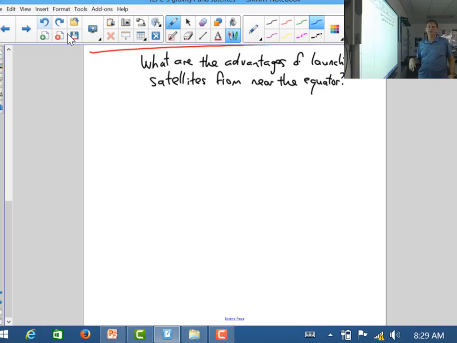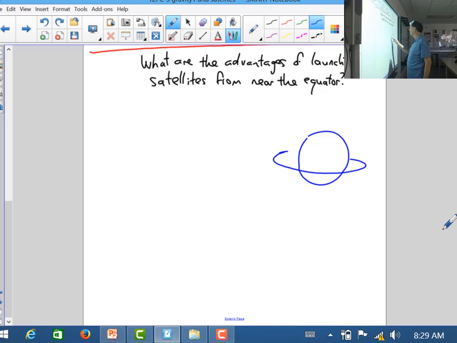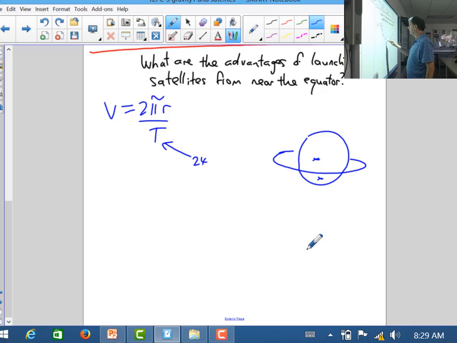So what are the advantages of launching satellites from near the equator? If you consider any satellite that's going to be following around west to east, a geostationary one or even a low Earth orbiting one that happens to be going around in this direction, why would you want to launch it from this area here rather than down here? Well, if you think about it, you've got v equals 2 pi r on T. Okay? And anything on the Earth's surface here will have a period of about 24 hours, same as the Earth. What will vary though is the circle plotted out by the different positions on the Earth.